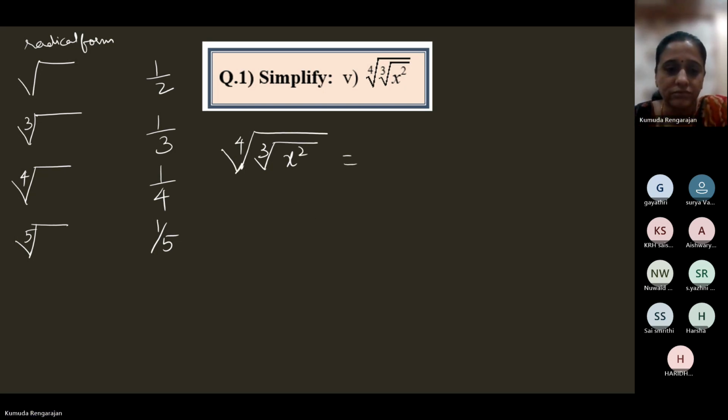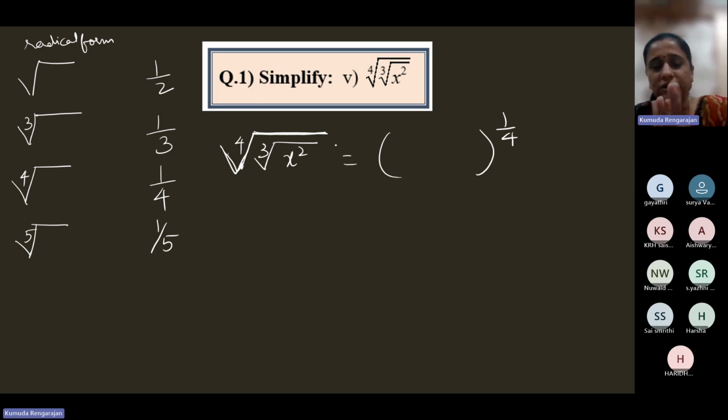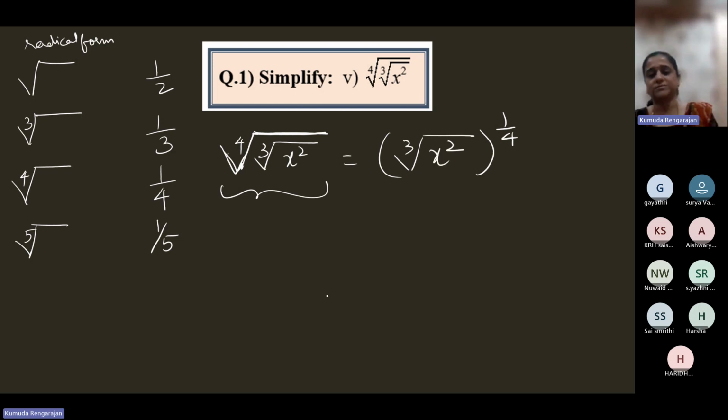So here we have the expression fourth root of cube root of x square. This radical sign, fourth root, becomes to the power 1 by 4. Now, apart from that, what do you have in this expression? Write the rest of it here in the bracket. So you have cube root of x square. That's the first step, because the radical sign fourth root is written in the exponential form as to the power 1 by 4.